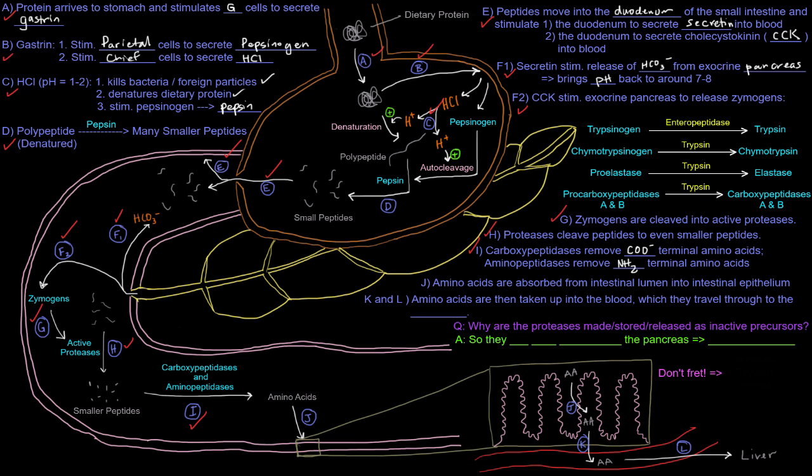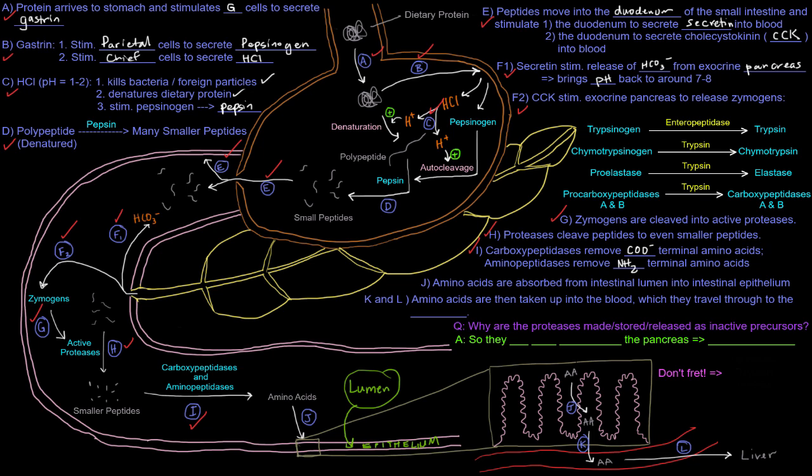And then part J, amino acids are absorbed from the intestinal lumen into the intestinal epithelium. So this portion in here, the actual contents of the tube that is the small intestine, is called the lumen. And the intestinal epithelium is the actual cell layers that make it up. So the epithelium is this part here. Okay, so we're going to take those amino acids. They're going to go from that space that is the lumen into the actual cells of the small intestine.